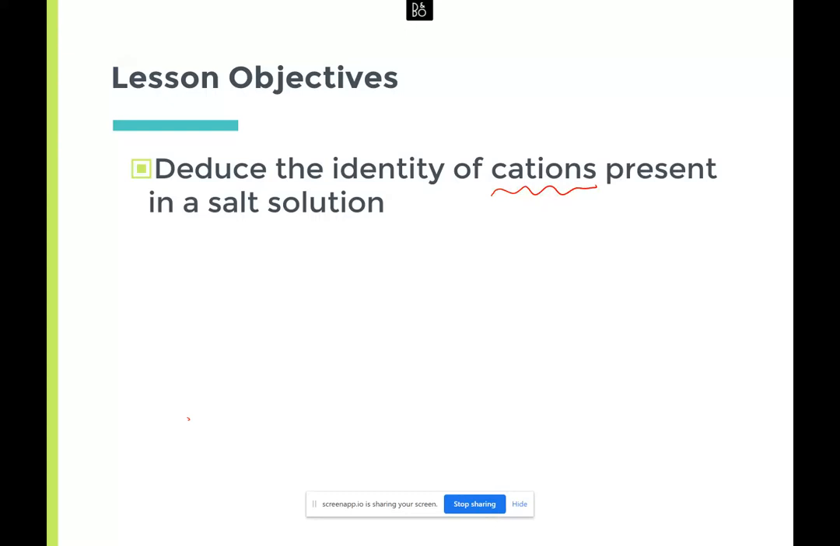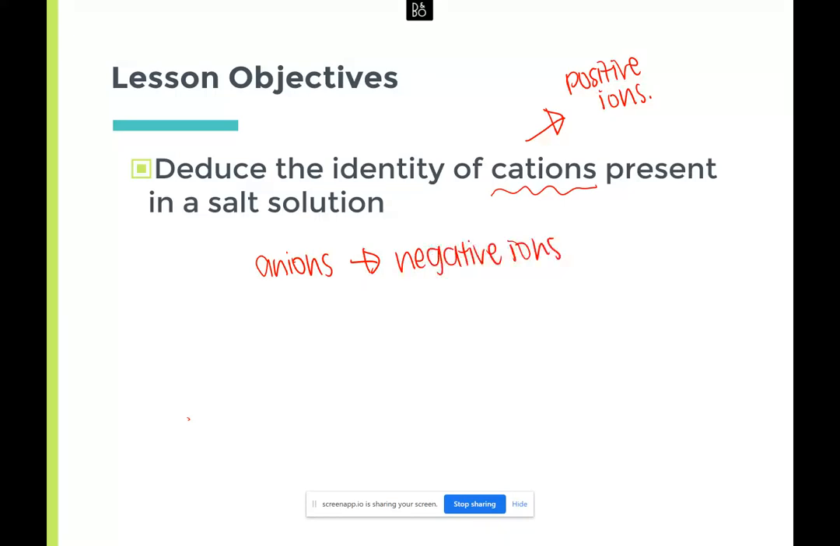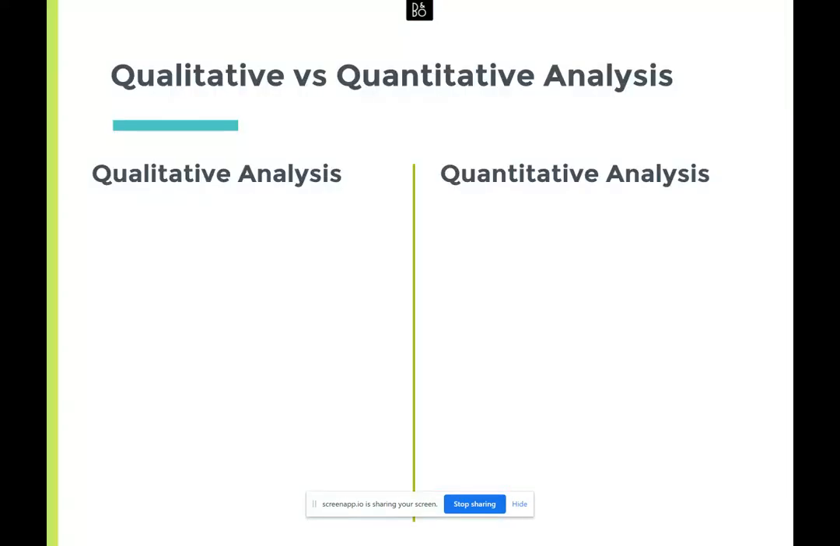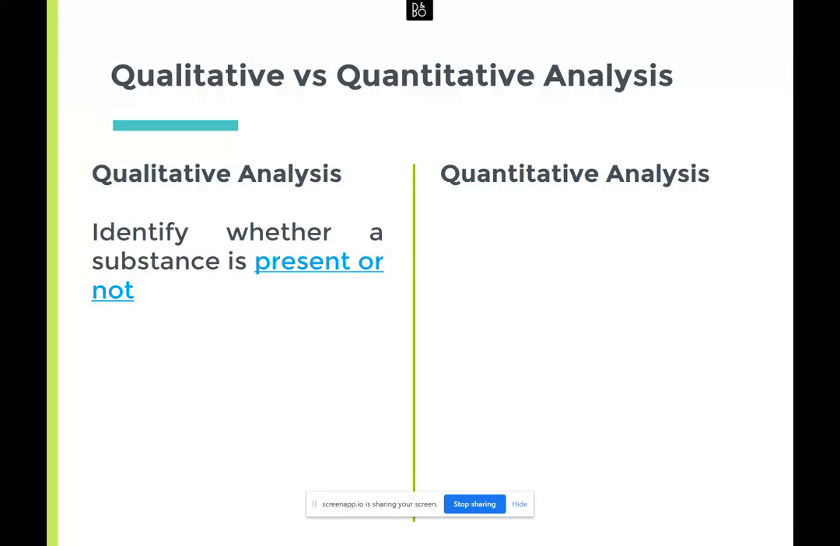So cations we know refers to positive ions. And we're going to learn about anions later, which refers to the negative ions. So once we know the negative and the positive ions, we would already have mastered this topic. So what exactly is qualitative analysis? Qualitative analysis is to identify whether a substance is present or not.